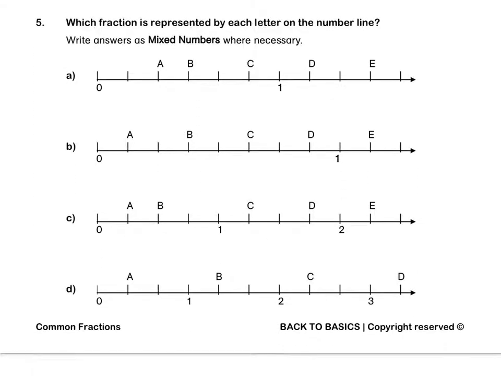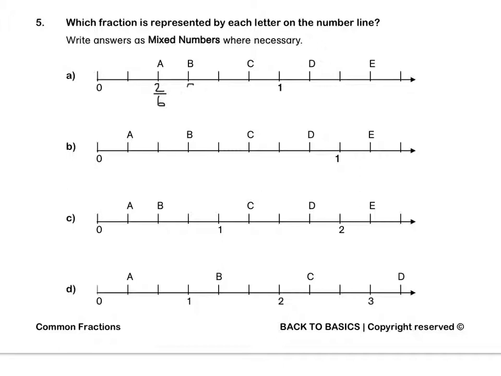Question 5. Which fraction is represented by each letter on the number line? Write answers as mixed numbers where necessary. Let's look at A. From 0 to 1, we have divided the whole into 1, 2, 3, 4, 5, 6 equal parts. Therefore, we are working with sixths. A is 2/6 or 1/3.